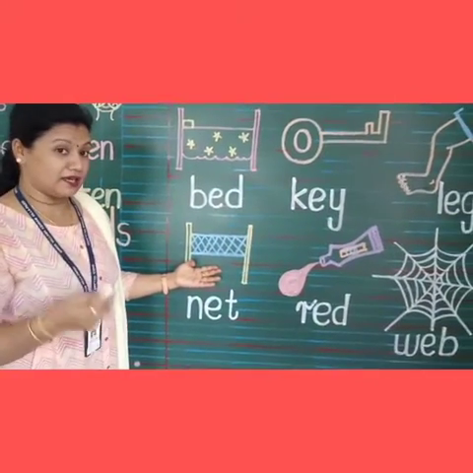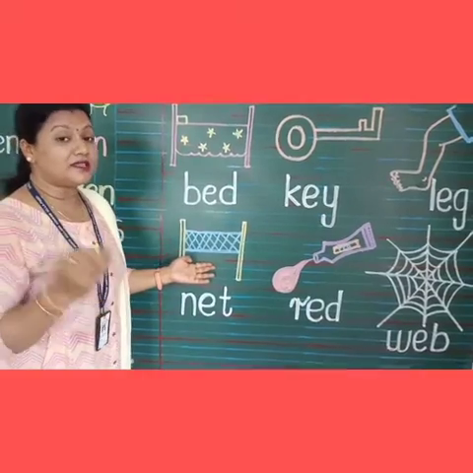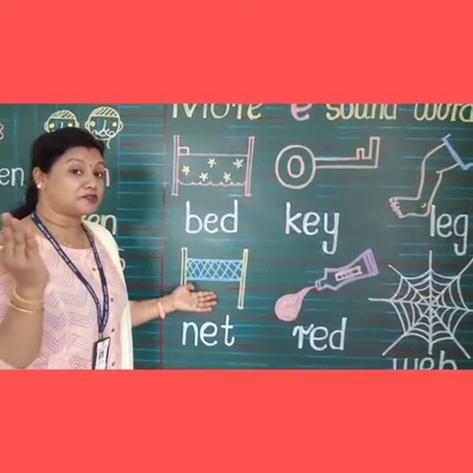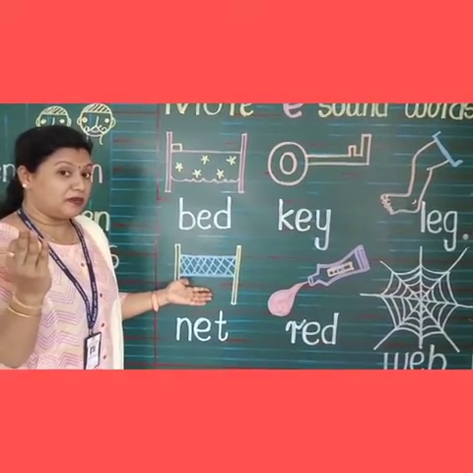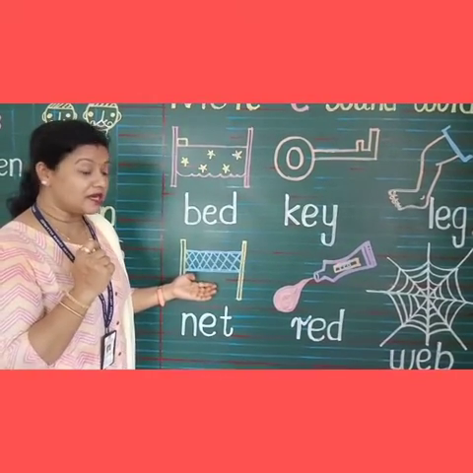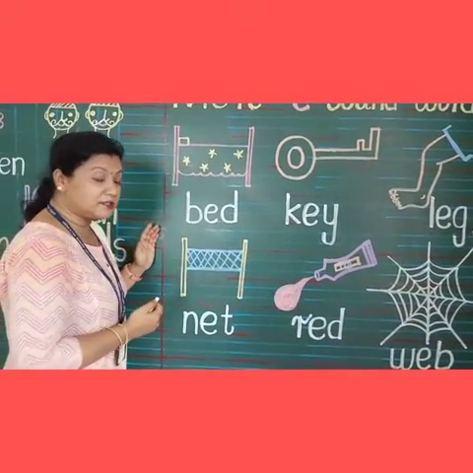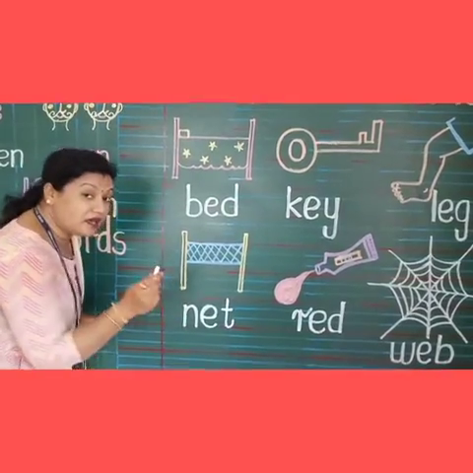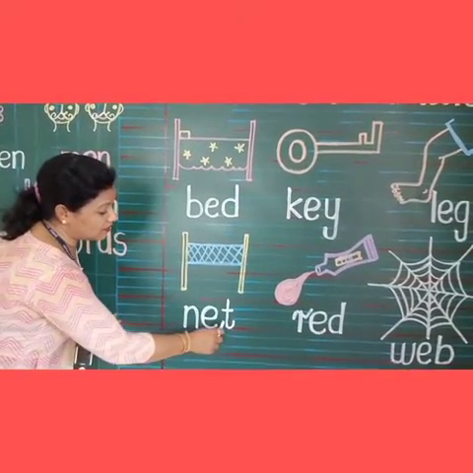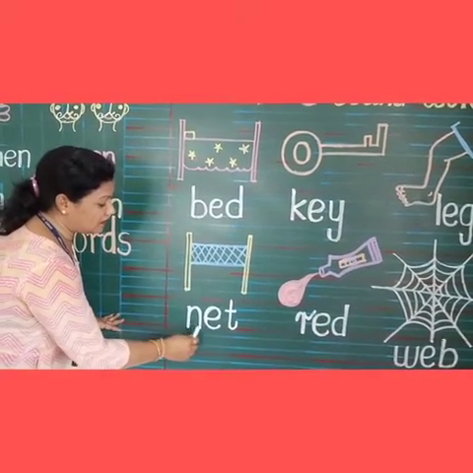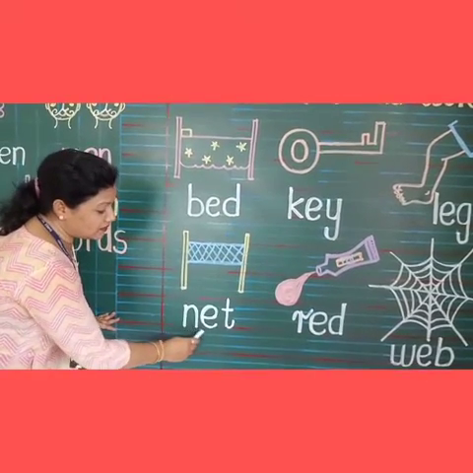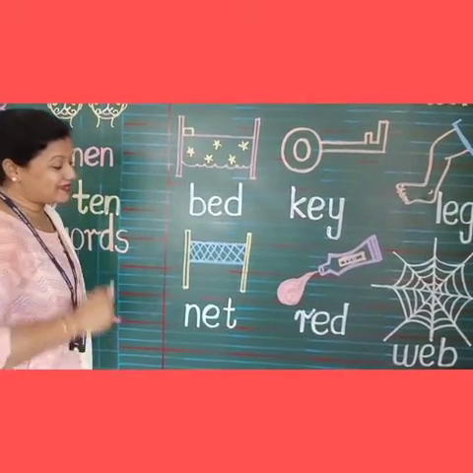Okay, so children, can you see your big brother and sister? They may be playing in school and they may be playing volleyball. Okay children, so let's learn the spelling. N says N, E says E, T says T. N, E, T, net.